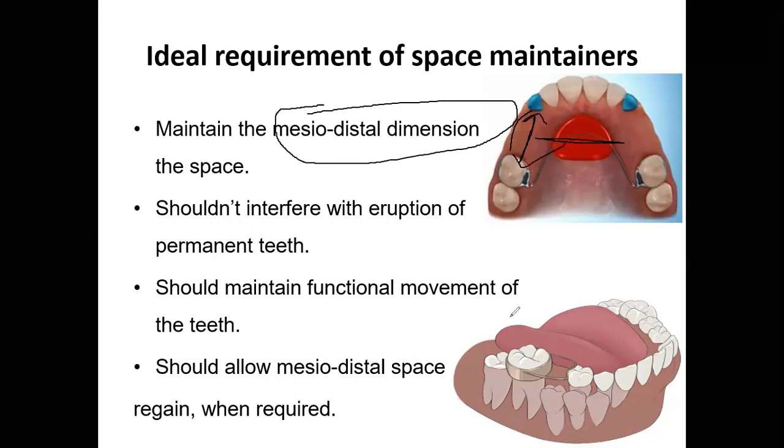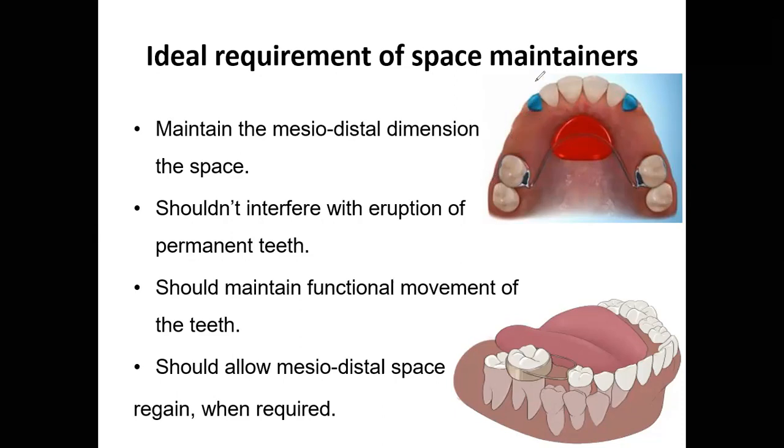It should not interfere with the eruption of any tooth which is going to erupt. It should maintain functional movement of the teeth. And it should allow mesiodistal space regain when required. For example, this is the distal surface of a tooth and this is the mesial surface of this molar tooth. So it should allow the mesiodistal regain if we really want. And the space maintainers should maintain the mesiodistal dimension of the space.